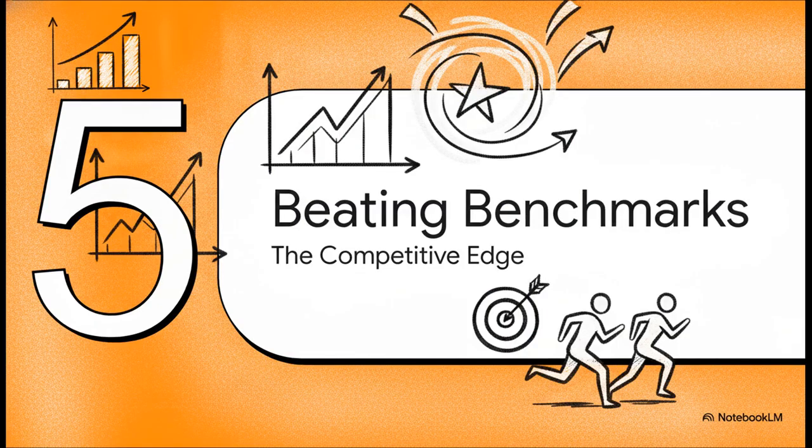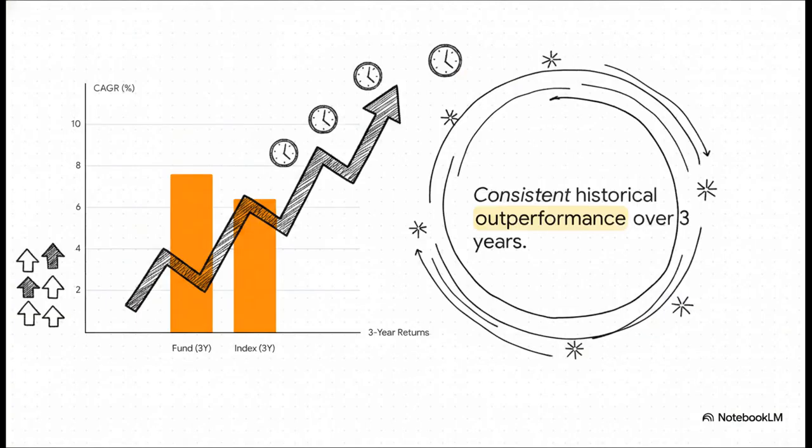Now for the ultimate test, beating benchmarks and peers. Let's talk about the competitive edge. When you stack the direct plan returns up against the Nifty 50 arbitrage benchmark, it is a very clear win for Invesco. Over the 1-year, 3-year, and 5-year horizons, the fund consistently beats the index. Just look at the 3-year span. The fund delivered 7.63% annually compared to the index's 6.42%. That is some incredibly consistent historical outperformance.